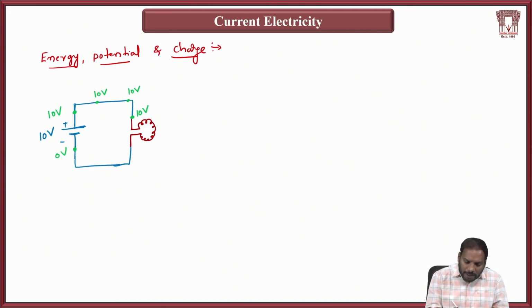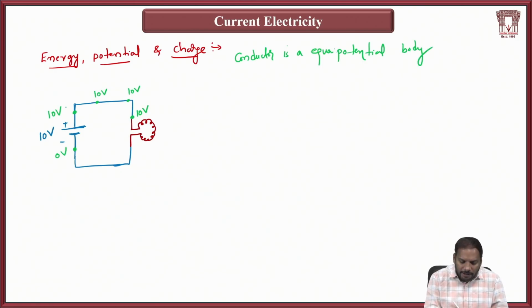Now why have I written 10 volts equally all along the top, from this point to this point? Because the conductor is an equipotential body. That is why I took the same potential throughout this loop, from the positive terminal of the battery to the positive terminal of the bulb. Similarly, on the negative side, I consider this is also 0 volts, this is also 0 volts, this is also 0 volts.